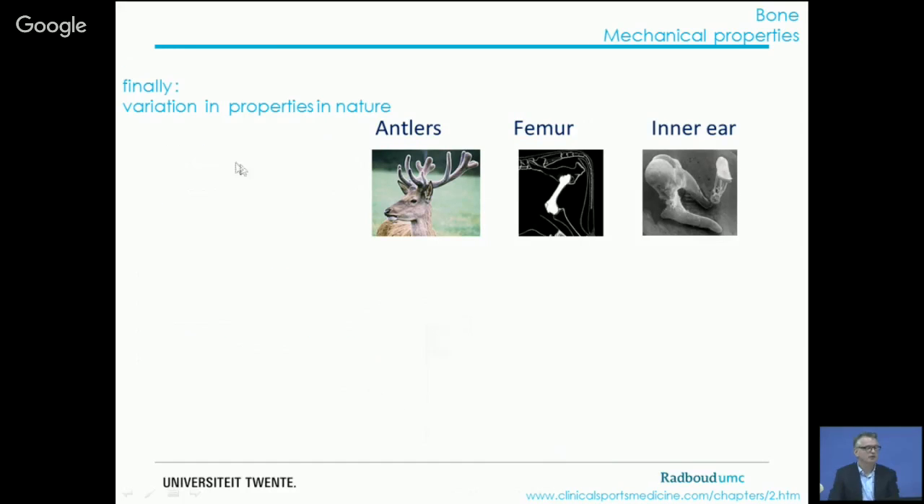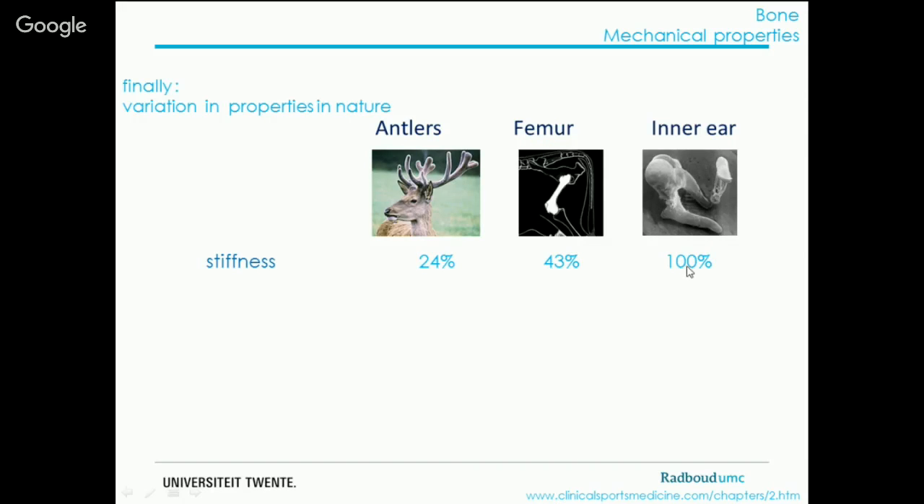Now this is my last slide of this talk, and I thought it would be nice to look at how nature applies these properties. You see here an antler, a femur, and an inner ear bone. The task of an inner ear bone is, of course, to propagate the sound. If you look at stiffness, the inner ear bone is the stiffest bone we have because it has to propagate the sound. If it's very flexible, the sound is gone. It damps all the sound.